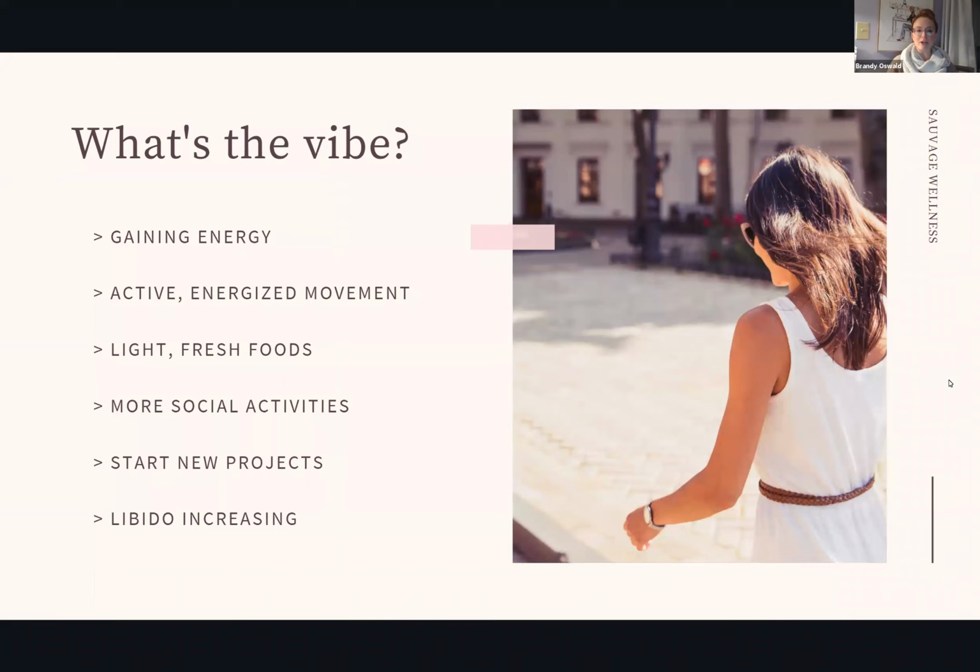The vibe of the follicular phase. This is the spring of our cycle. We're gaining energy, we're feeling active and energized, and we start to crave more of that type of movement. So maybe taking a couple runs, maybe doing some short burst cardio work, just increasing that energy. We tend to crave those light, fresh spring type foods.